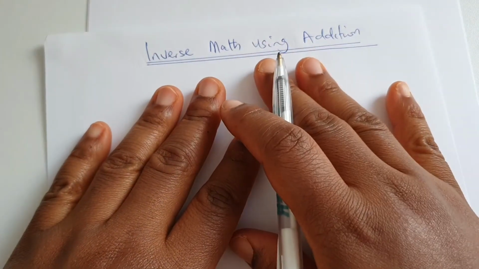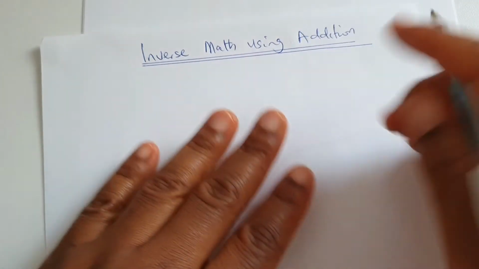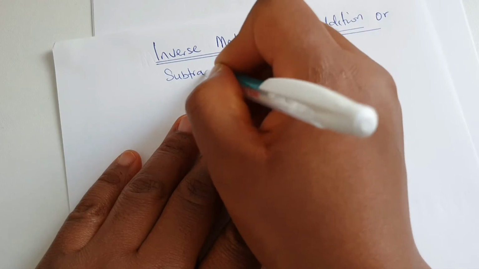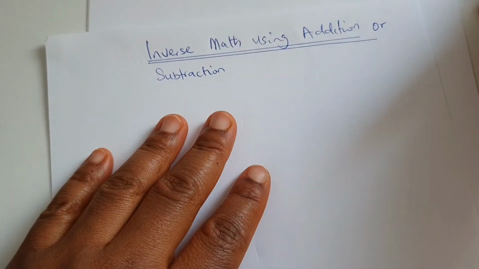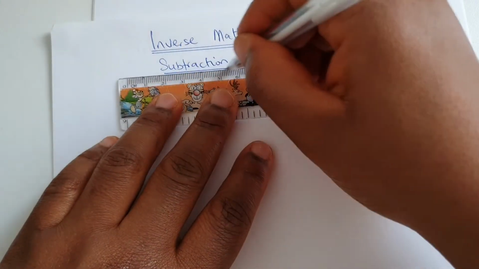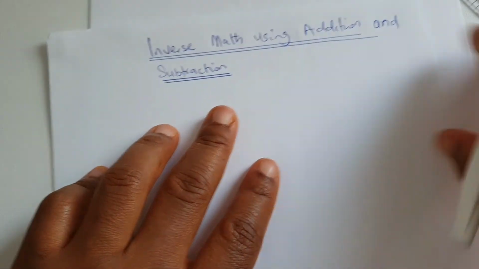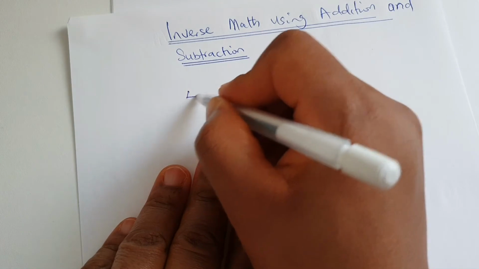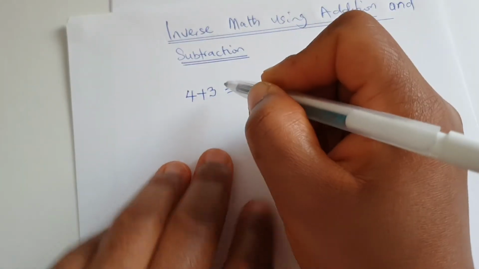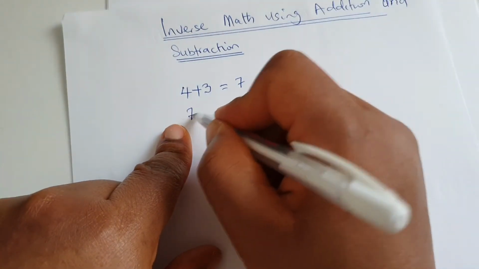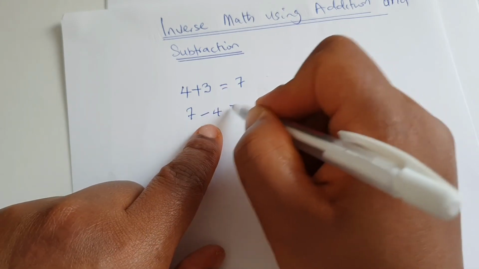Let's get back to our inverse math using addition or subtraction. So here I have something like this: 4 plus 3. It will give me 7. So to inverse this, I will write 7 minus 4, and it will give me 3.